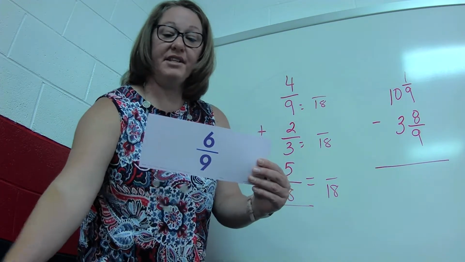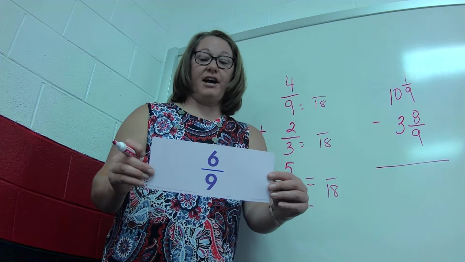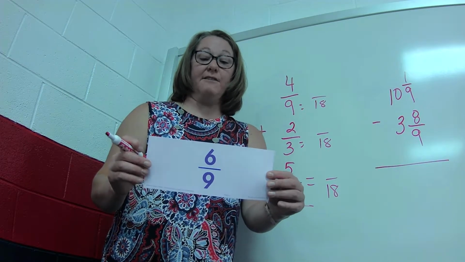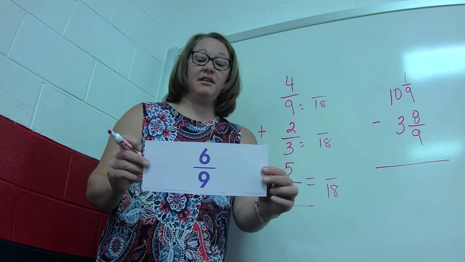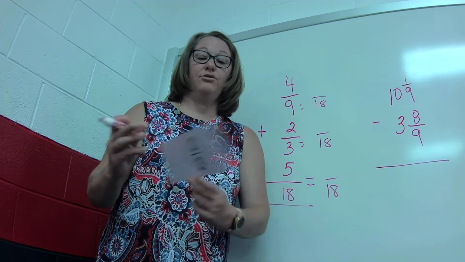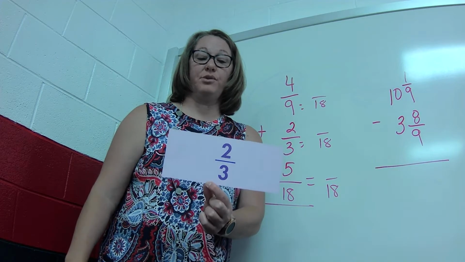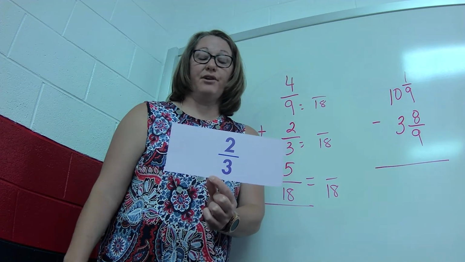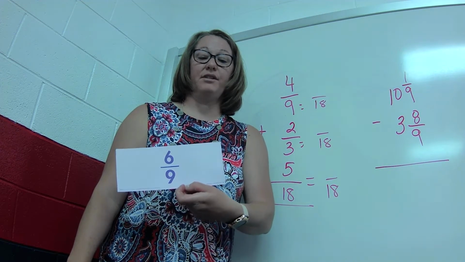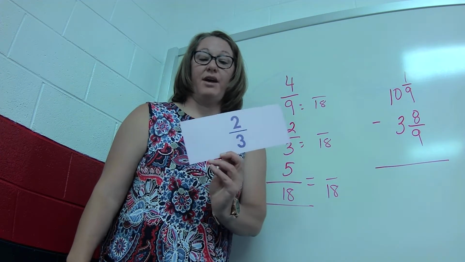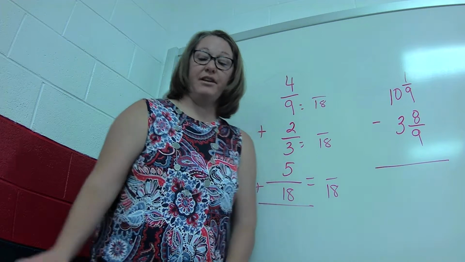All right, here we have 6/9. Let's use the common factor of 3, and let's divide the numerator and the denominator by 3. And 6/9 then turns into 2/3. If we had 2/3 and we wanted to multiply the numerator and the denominator by 3, we have 6/9. If we want to divide by 3, we have 2/3. Again, those are equivalent fractions.